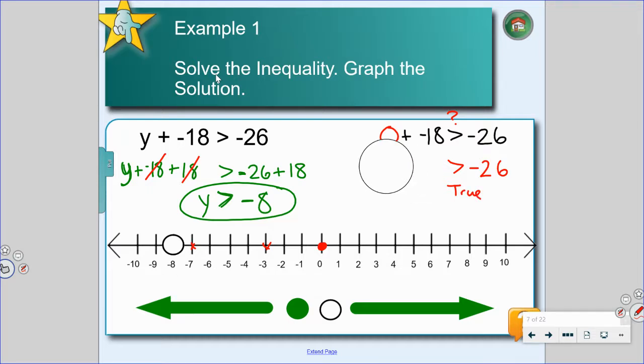All right, so let's go back and color that in as a true statement. How about a big old number? How about a positive 5? 5 and negative 18, negative 13. Yep, 5 is a solution. How about 9?